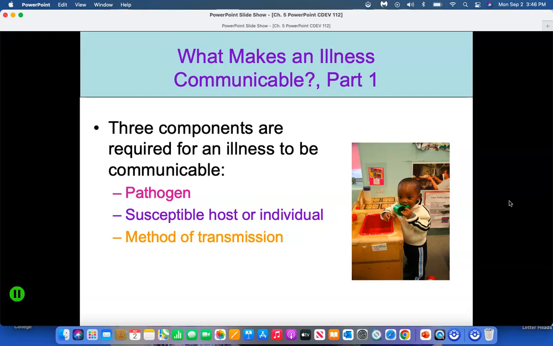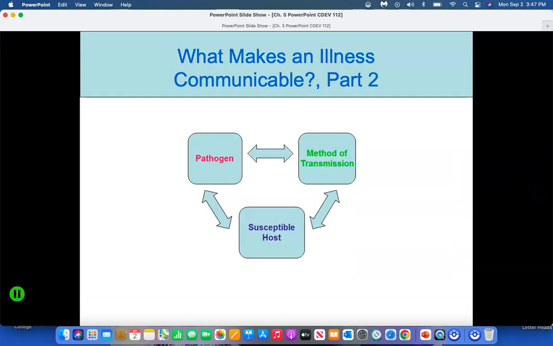So I'm sure you've heard of communicable illnesses. We're going to talk about three components that are required for an illness to be communicable. One, it's the pathogen, how it got there, susceptible host or individual, and also the method of transmission. So we're going to take a look into each of these.